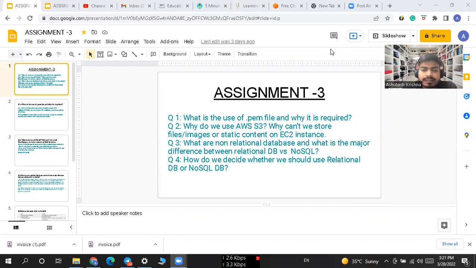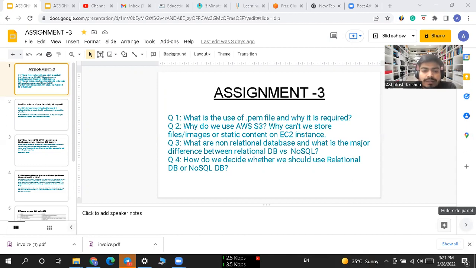So what are these SSL certificates? SSL stands for Secure Socket Layer. Which means whenever we are establishing a connection between a client and a server, to establish a secure connection, SSL certificates are required.